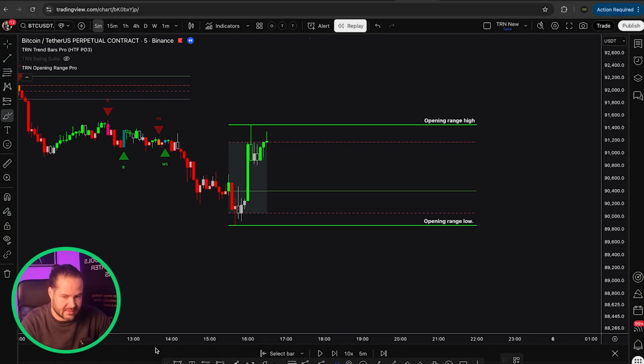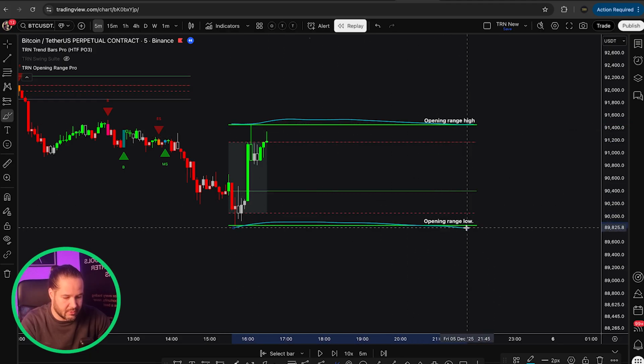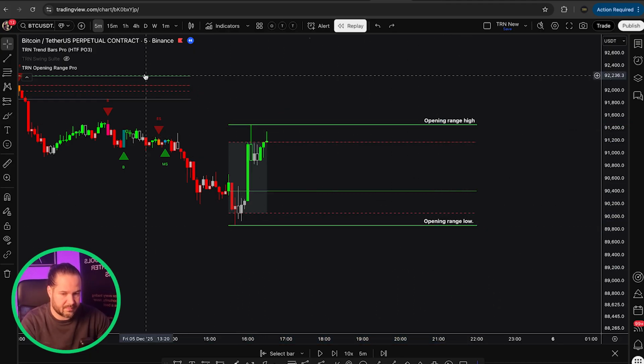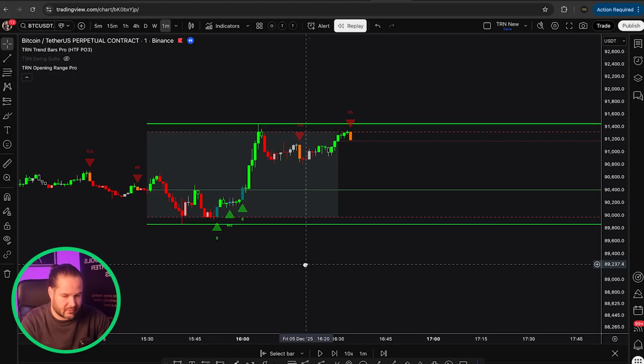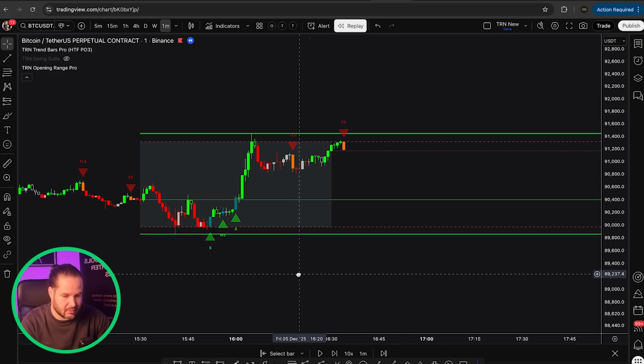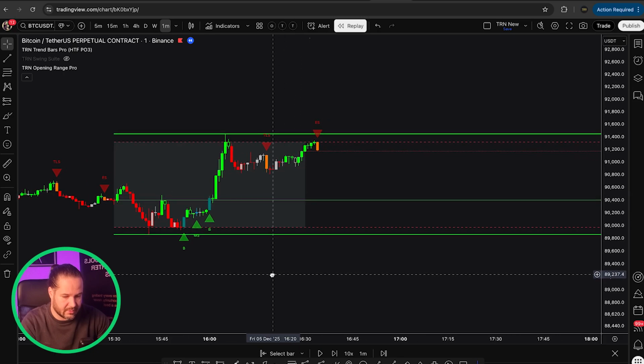And here comes the next example, this time on the Bitcoin 5-minute time frame. The opening range is over, the first hour of the New York session again. We marked out the opening range high and the opening range low. So this is fine. And now we go down to the 1-minute chart. Let's see if we get a breakout below or above the opening range next.